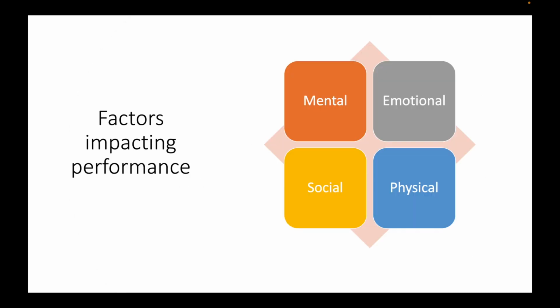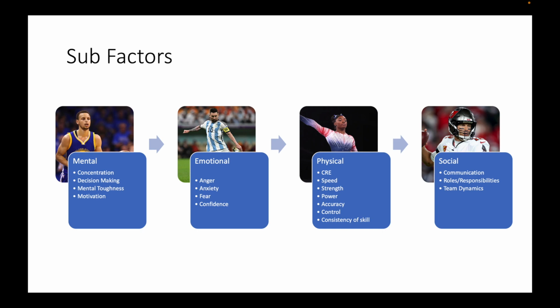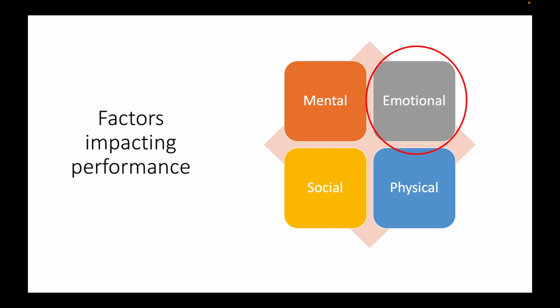So in National 5 PE and in Higher PE, there are 4 factors that impact on performance: mental, emotional, social, and physical. On screen just now, you can see the different subfactors associated with each one and the ones that are going to be covered in today's video. For mental, we're going to look at concentration, decision-making, mental toughness and motivation. For emotional, we're going to look at anger, anxiety, fear and confidence. And for physical, we're going to look at CRE or stamina, speed, strength, power, accuracy, control and consistency of skill. Lastly, for social, we're going to focus on communication, roles and responsibilities, and team dynamics.